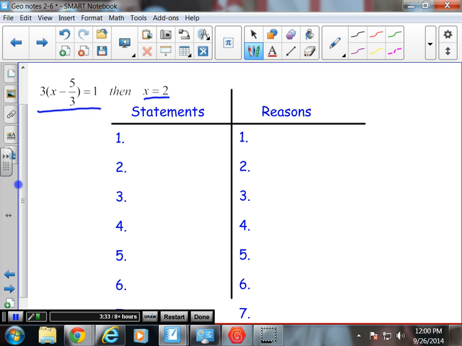So the first thing we're going to do is we take our given and we write it as our given. That is always your first step, is to restate your given. So we have 3 times x minus 5/3 equals 1. Okay, so all I did, write my given. The reason it's the given is always your first statement. Just like with paragraph proofs, our first sentence is always the given. When we get to two-column proofs, our first sentence is always the given. Number 1 is always the given.